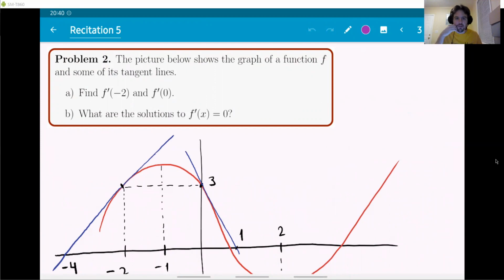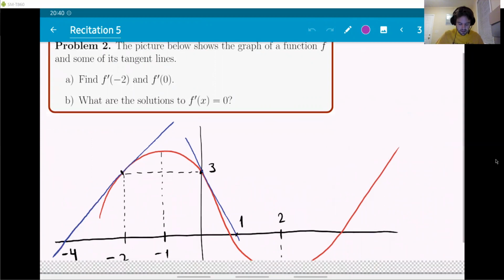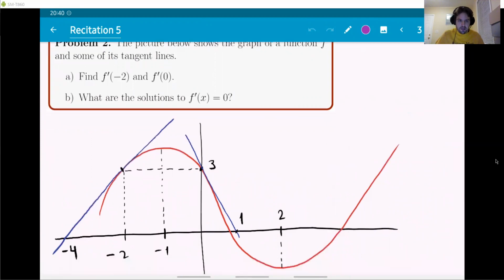So the picture below shows the graph of a function f and some of its tangent lines, namely two. It's the lines in blue. Item A is find f prime of -2 and f prime of 0. Coincidentally or not, those are the two numbers right here, at the locations where the tangent lines are, they have x coordinates of -2 and 0.